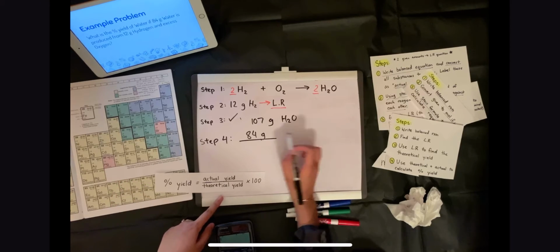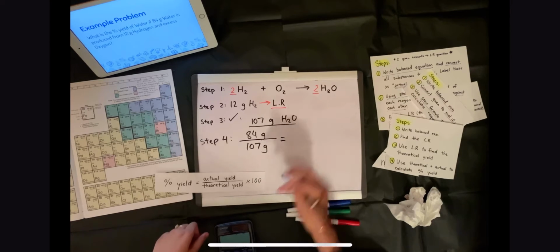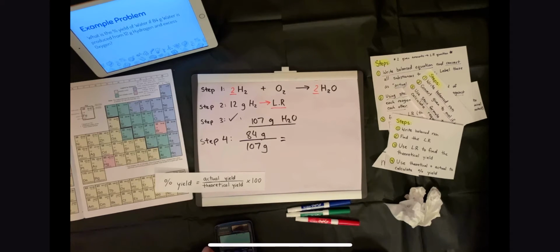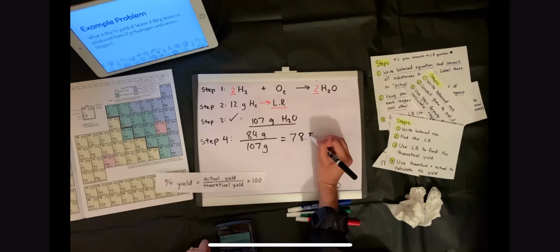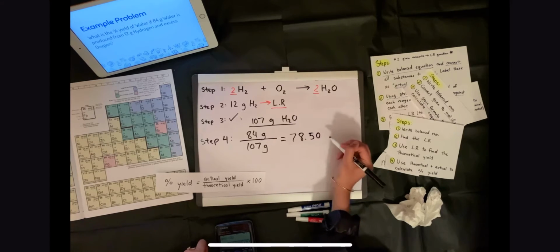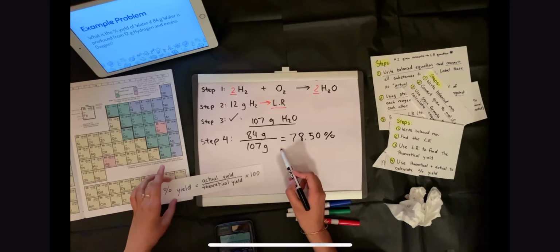And then over theoretical, which we just found out here, 107 grams, equals 84 divided by 107. And then we multiply it by 100. That gives 78.5 8%. So this is the percentage you should be getting.